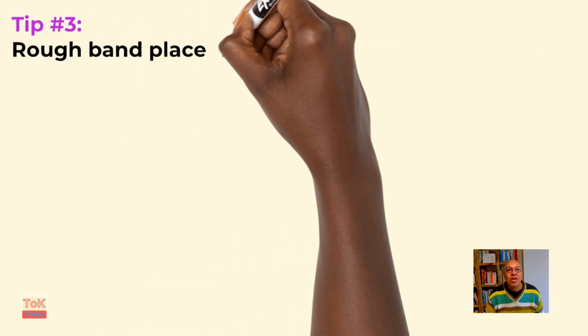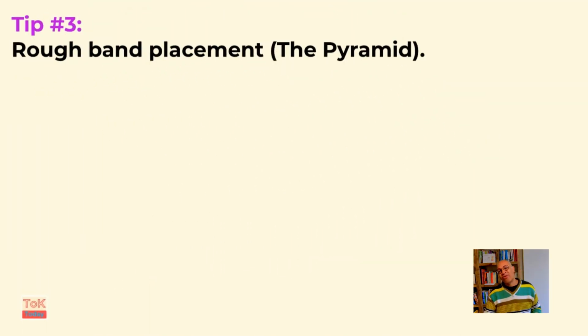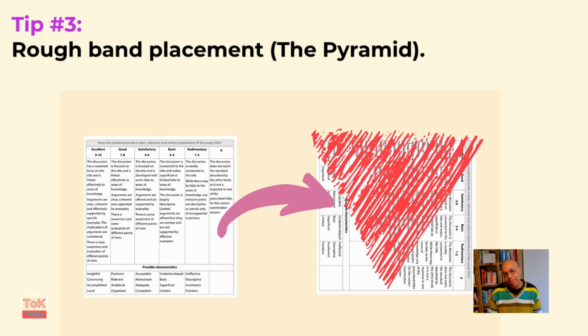Okay. The third thing that I try to do is a rough band placement of the essay, roughly placing it in one of the ToK assessment rubric bands. Now, the assessment rubric has 5 bands or levels, and IB have provided characteristics for each band at the bottom of the essay. But I think we can consider broadly what we'll find in each essay band, and I call this the assessment pyramid.